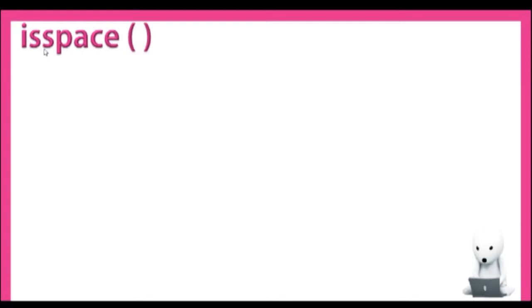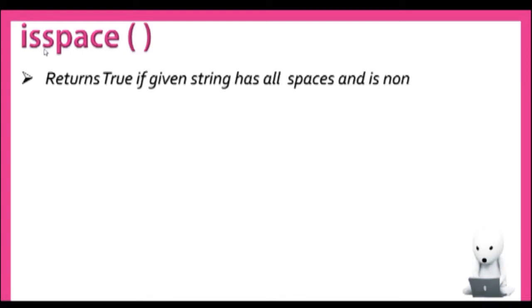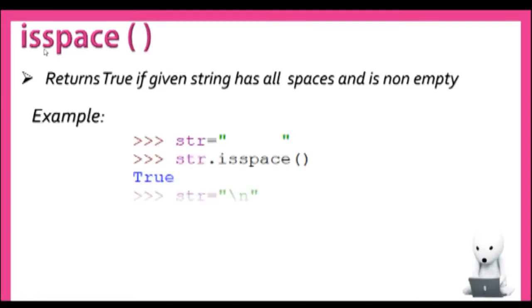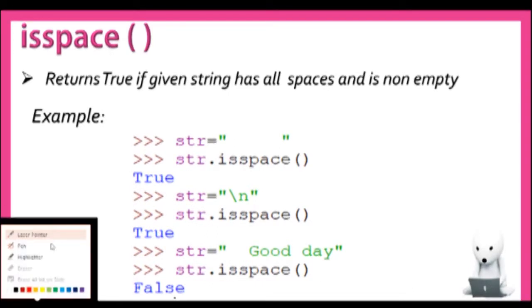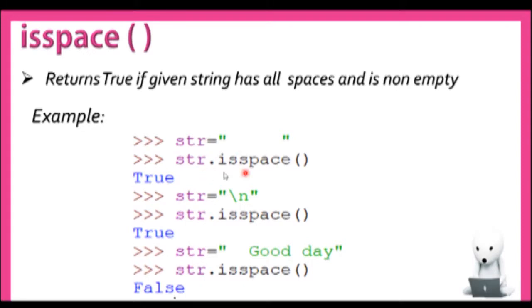Next method is isSpace. isSpace returns true if given string has all spaces and is non-empty. Let's see its example now. If I have stored str as all spaces, this isSpace will return value true. If I store new line character to str, again it returns value true. Whereas if in str I have stored space as well as some alphabets, this returns the value false.